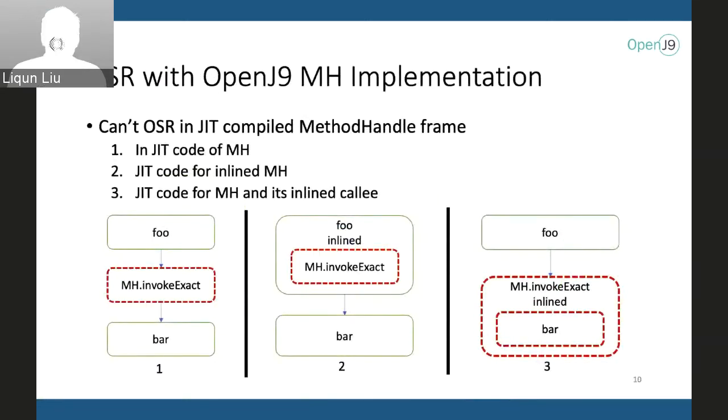So this is a problem for the OpenJ9 method handle implementation because the JIT and the VM don't share a common representation. This means we can't OSR in a JIT-compiled method handle frame. This means that we can't do OSR while executing the JIT code compiled for a method handle, whether the method handle is inlined to its caller or not. And also we can't do OSR while executing the inlined callee of the method handle, because we are still midway through running the method handle and the interpreter doesn't know how to finish the JIT implementation.